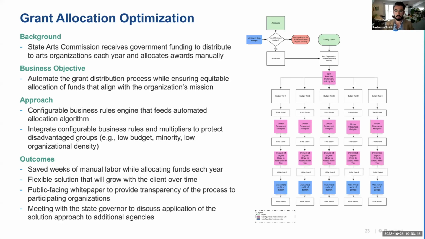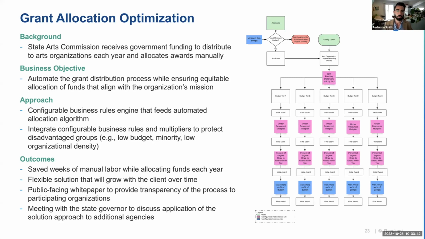And that took place in a pretty manual process for them, where essentially they would have panels review all of those applications, assign a score to the application, and then via a trial and error approach, just go through manually allocating out those awards to see what the best approach was to grant those awards that year.